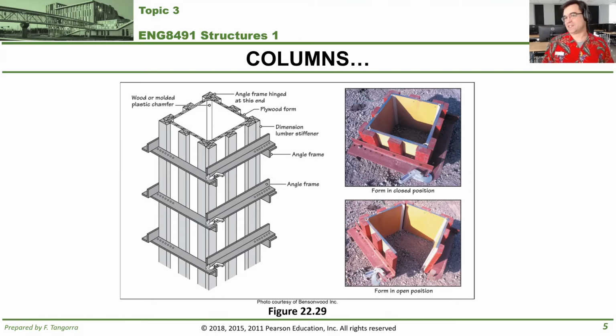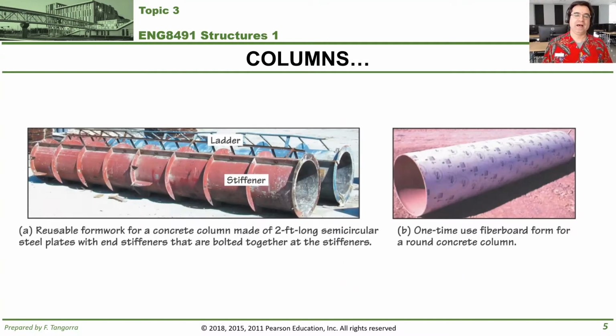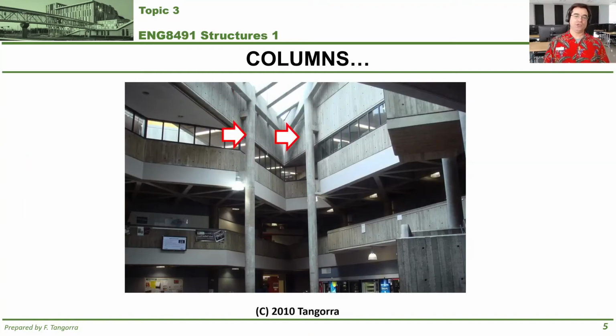So here you see an example of a square or rectangular form. You pour the concrete into this, or you can have circular columns with these kinds of forms that you see on the screen. And finally, you obtain the final product, right? You let the concrete cure long enough. After you've properly placed it, you remove the forms and you have your final product.